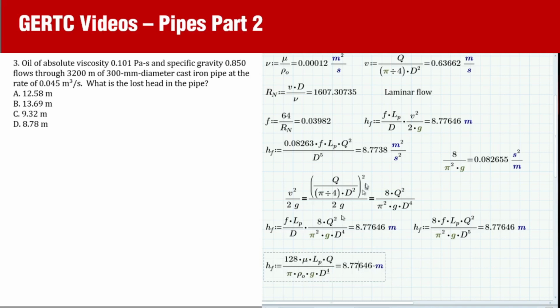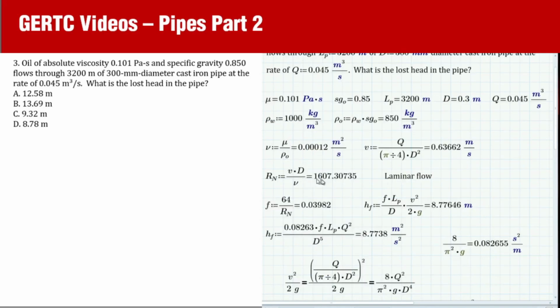Ang nangyari lang dito, kinumbine lang natin dito sa formula na to, and then your F is equal to 64 over Rn. And your Rn is equal to VD rho over mu. Kaya meron kang 64 times 8, tapos divided by 64 over Rn. Pareho lang naman yung unit. Alright, so that's it, ang ating value ng head loss.